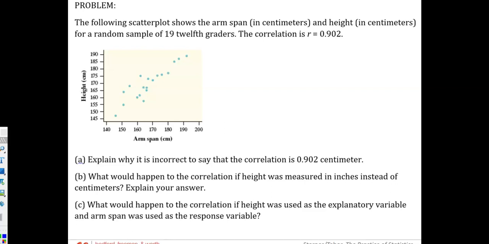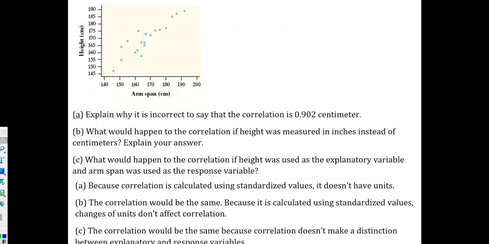What would happen to the correlation if height was measured in inches? Changing the units doesn't change the correlation at all. What if height was used as the explanatory variable and arm span was used as the response? The correlation would stay the same. I don't think it would make as much sense. Arm span seems better to predict the height, but you could have height predicting arm span if you wanted to. It wouldn't change the correlation at all. Perfect. That's the lesson for today.